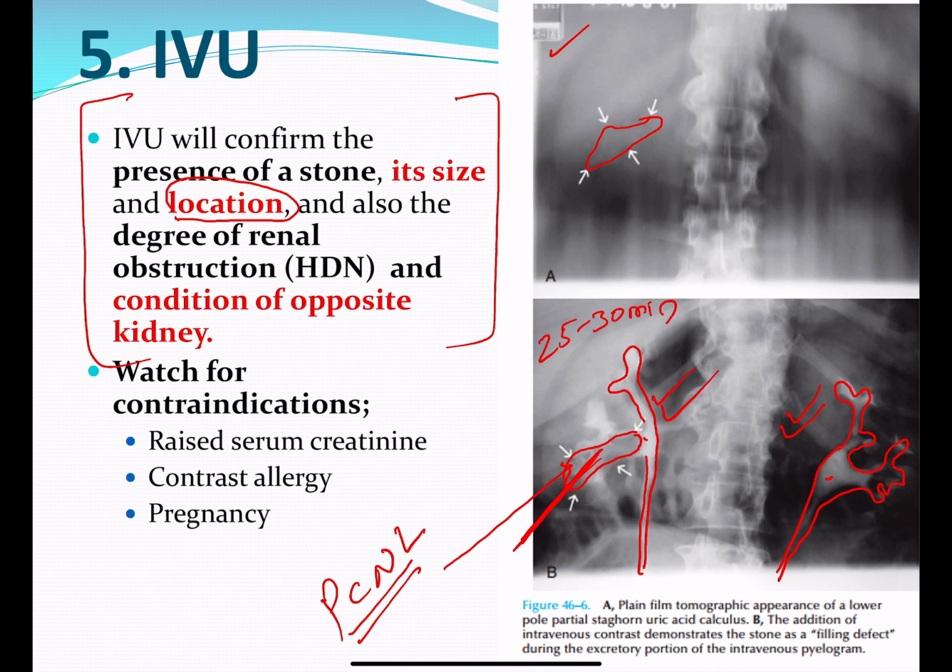Whenever you want to do IVU, please check for the contraindications. Whenever the serum creatinine is more than 1.5 milligram per deciliter, don't do it. It can further damage the kidney. If the patient has a history of allergy to contrast, don't do IVU. It can further damage the kidney, as well as cause anaphylactic shock. Pregnant lady, don't do it, because we push dye, and that can be hazardous to the baby, or the multiple x-rays that we do during IVU can cause radiation hazard. So IVU should be avoided in these three scenarios.